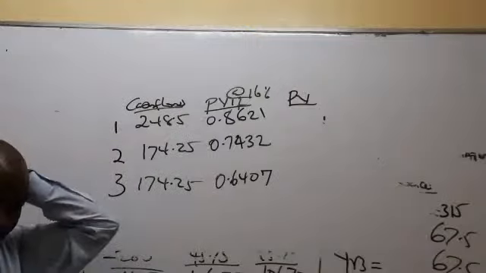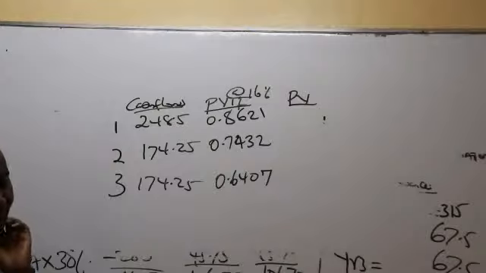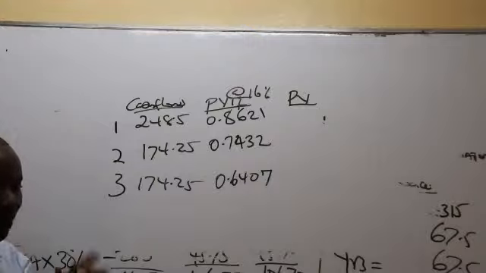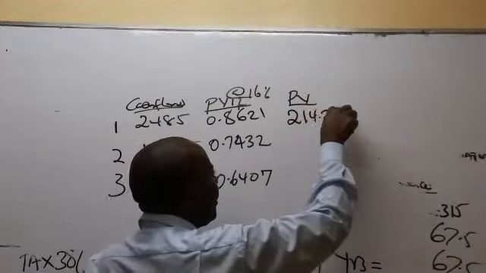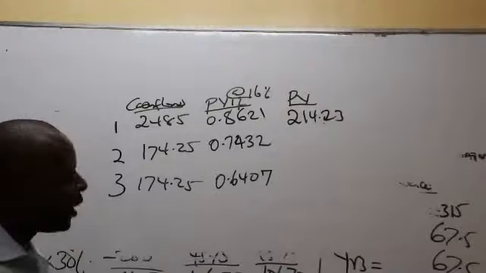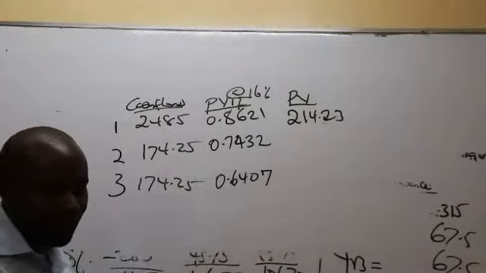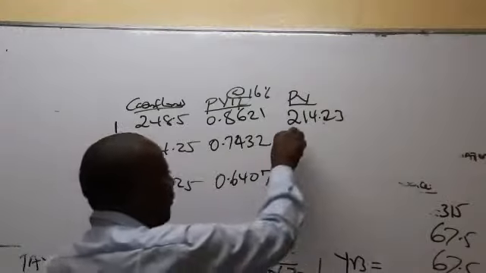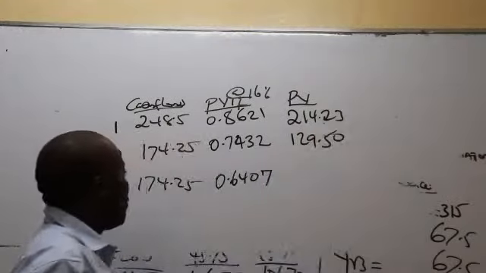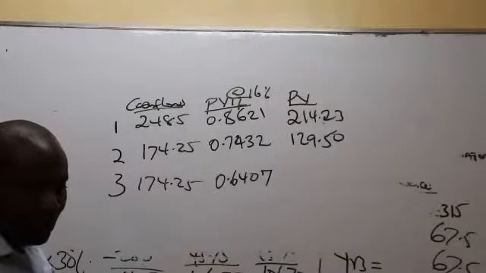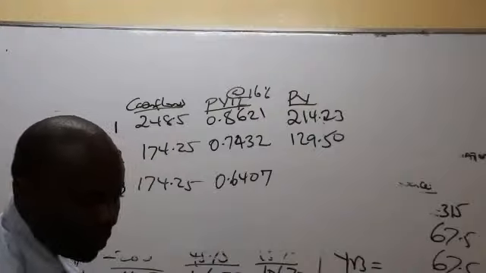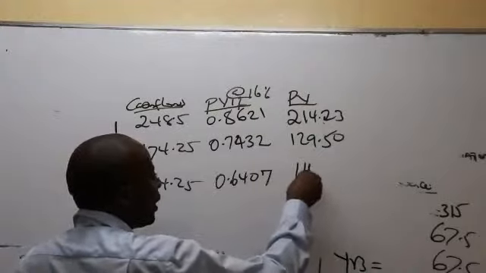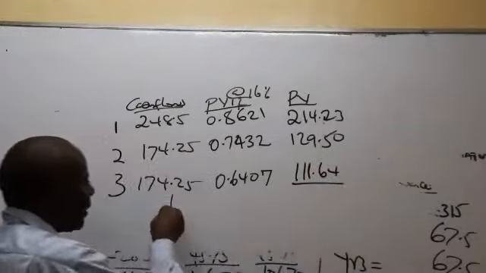Give us our present values, to two decimal places. So 214.23. The second one, I'm taking this times this. Please give me the second figure there: 129.50. Then we have this by that, giving us 111.64.